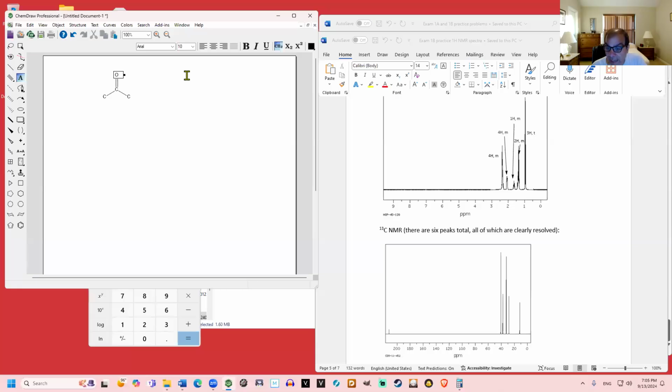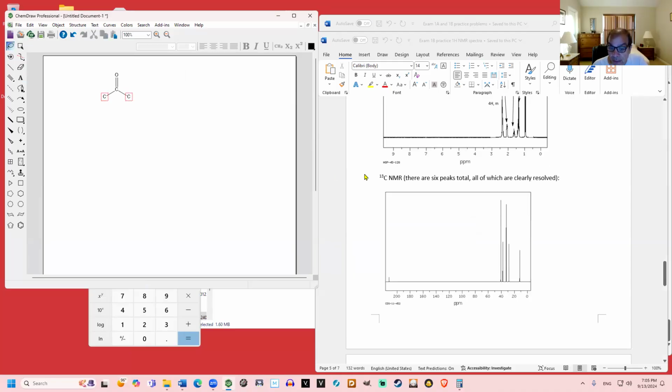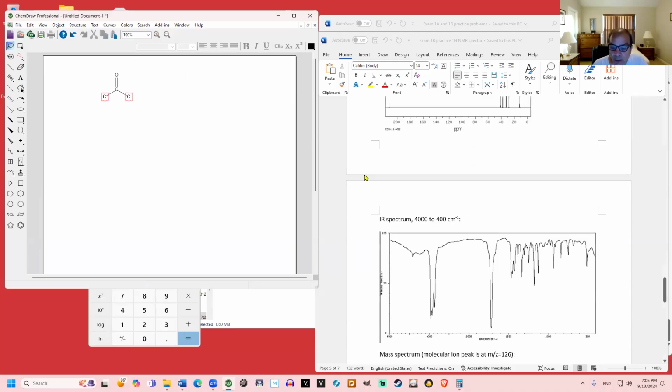That's a piece that we have. It's better than nothing. It's a start. Looking at the IR spectrum, again, it's verified we've got a carbonyl. That's clear. We already were pretty sure it was a ketone. Besides that, I really don't see anything else.